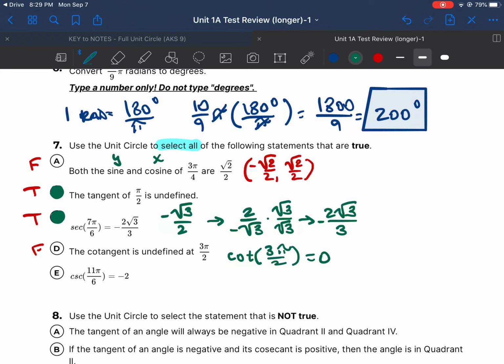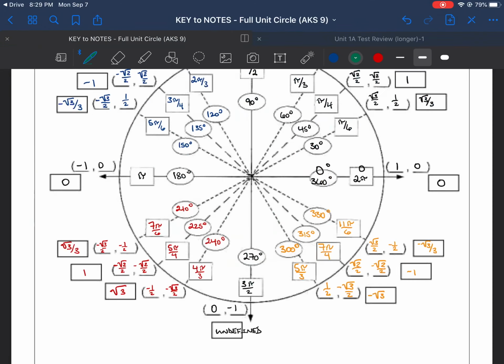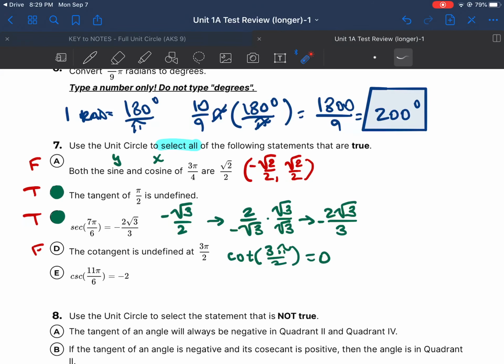Looking at our last statement, it says the cosecant of 11 pi divided by 6 equals negative 2. Well, let's go ahead and take a look at 11 pi over 6. We can see that 11 pi over 6 is right here. It's the same as 330 degrees. And we're looking at the cosecant. Well, remember that the cosecant is the reciprocal of the sine value. And the sine value being the y value, well, the sine of 11 pi over 6 is negative 1/2.